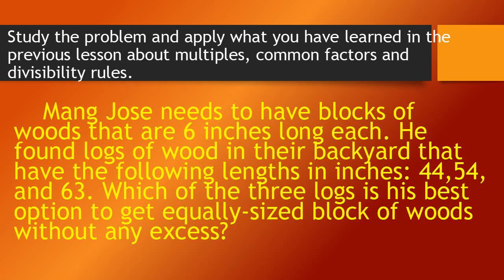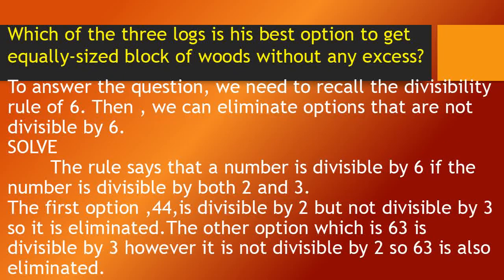Mang Jose needs to have blocks of wood that are 6 inches long each. He found logs of wood in their backyard that have the following lengths in inches: 44, 54, and 63. Which of the 3 logs is his best option to get equally sized blocks of wood without any excess? To answer the question, we need to recall the divisibility rule of 6. Then, we can eliminate options that are not divisible by 6.